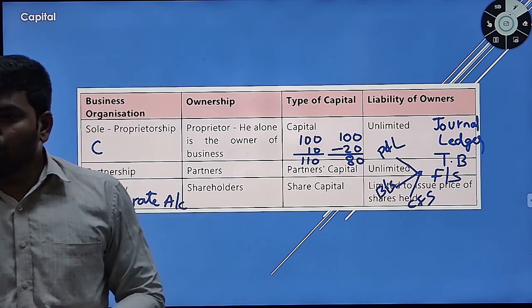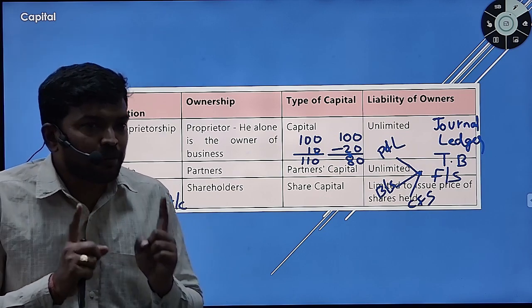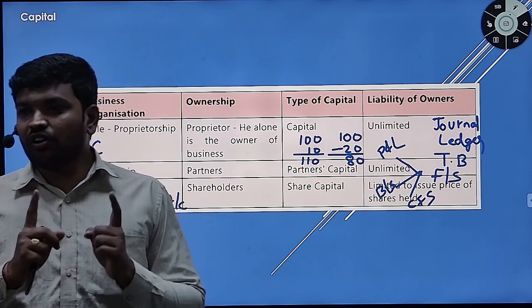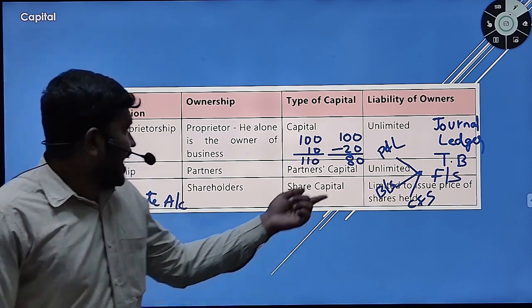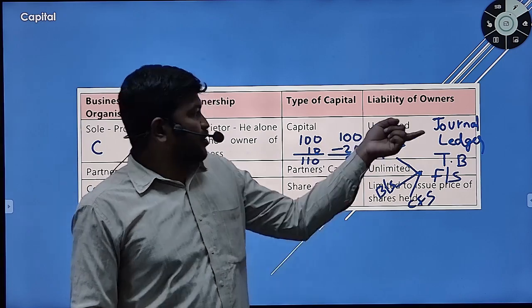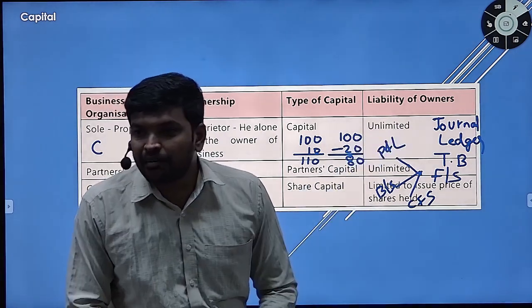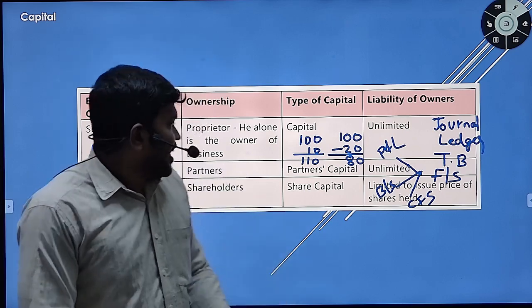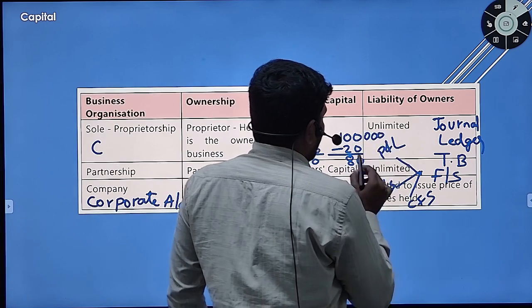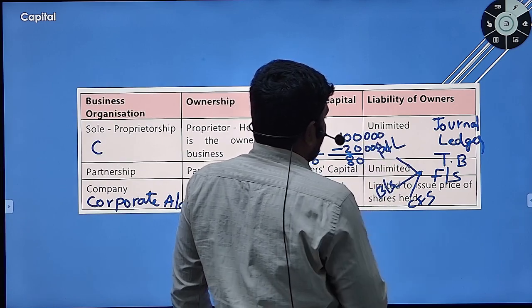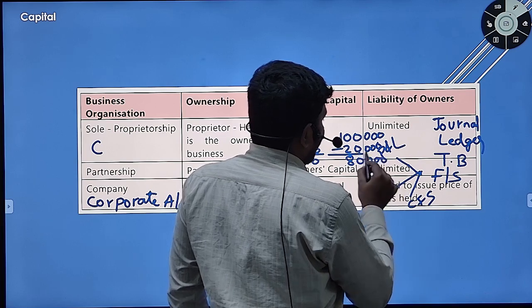So the owner is also a third party in case of business. You should record every transaction in such a manner. Understood the example? Understood the concept of unlimited liability? Yes? Suppose I am increasing these figures: 1 lakh rupees, 20,000 rupees, 80,000.